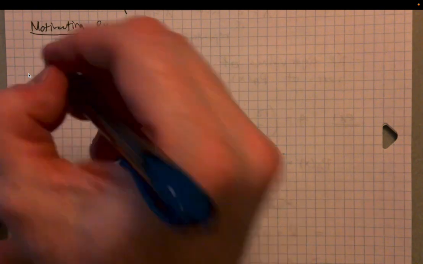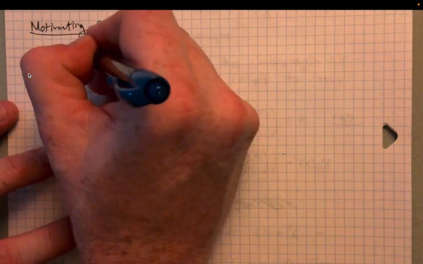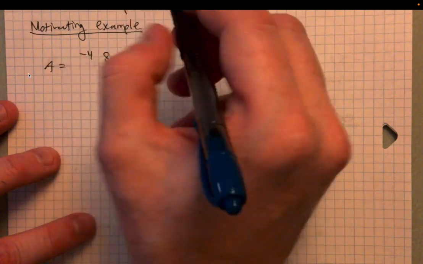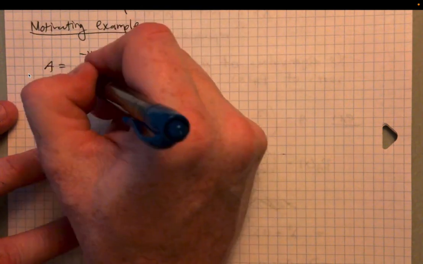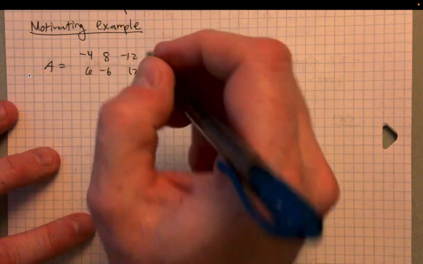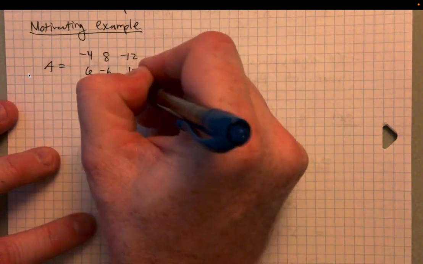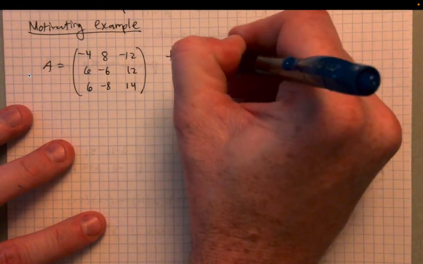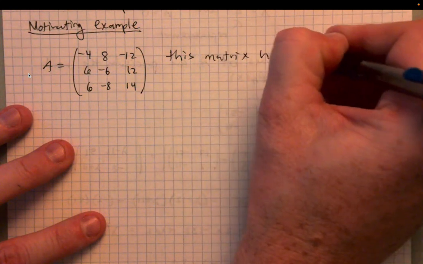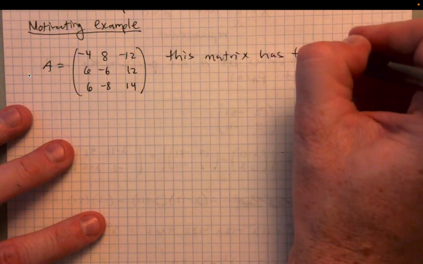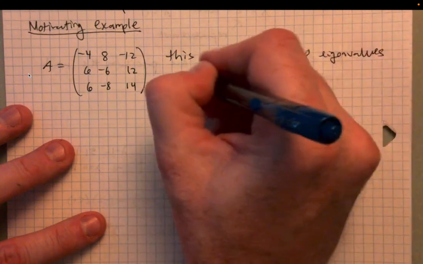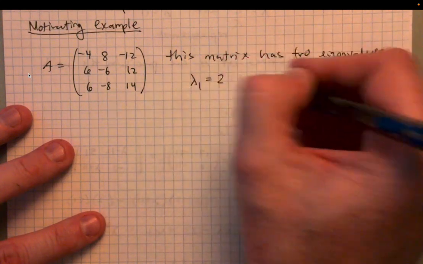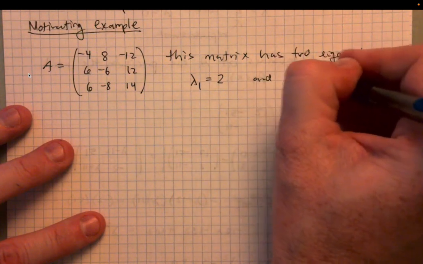Okay, so let's say we have A, and we'll reuse the A from our previous examples: -4, 8, -12, 6, -6, 12, 6, -8, 14. So we've got this familiar 3x3 matrix. Now we saw earlier that this matrix has two eigenvalues, right? The first one was λ1 equals 2, and the second one was λ2 equals 0.